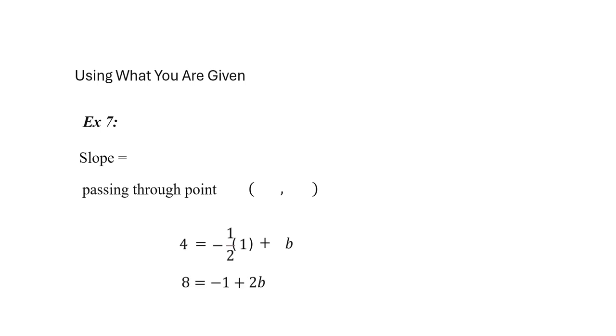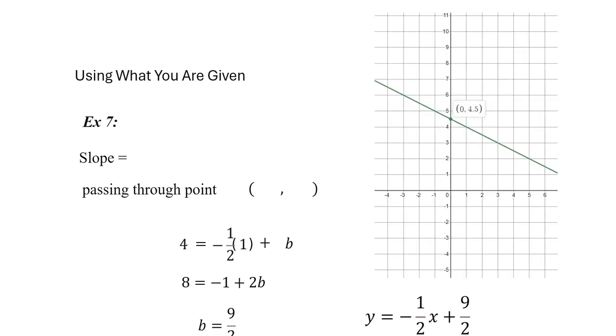Solve for b, and now we can write an equation as follows. Y equals negative 1/2 x plus 9/2. With the resulting graph.